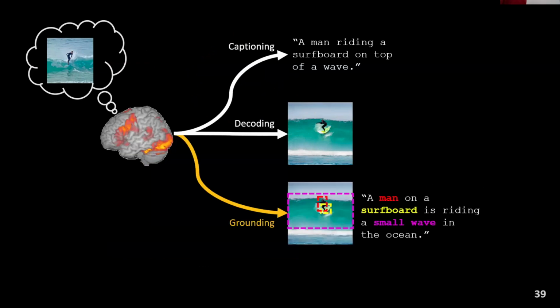What we wanted to do is go a bit further by aligning the fMRI with a multimodal large language model, to benefit from their capacity to handle different types of tasks. And especially, we want to be able to do brain grounding, which is the ability to caption fMRI data, but also provide the location of objects and concepts present in the image.